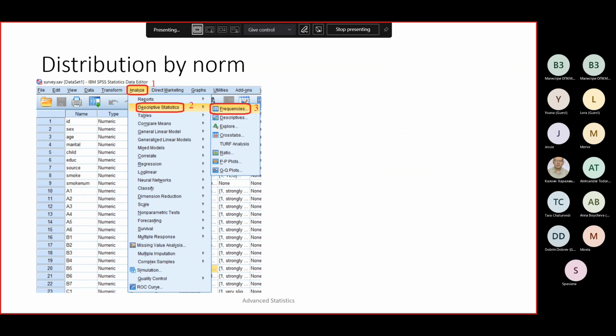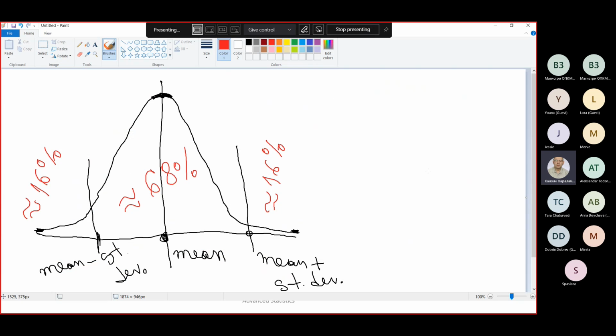So, since we already have this new variable, we could check again the normality of distribution. If our empirical distribution is normal, we expect that in the norm will be almost 68% of individuals, and below the norm, in this interval, there will be almost 16% of individuals, and above the norm, almost 16% of individuals.